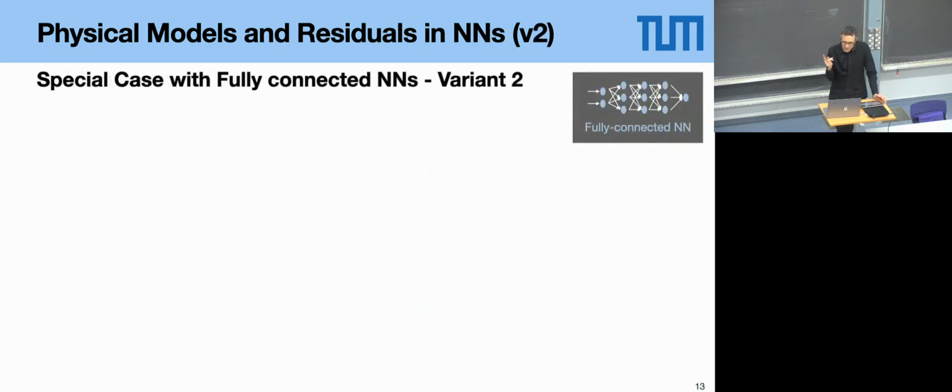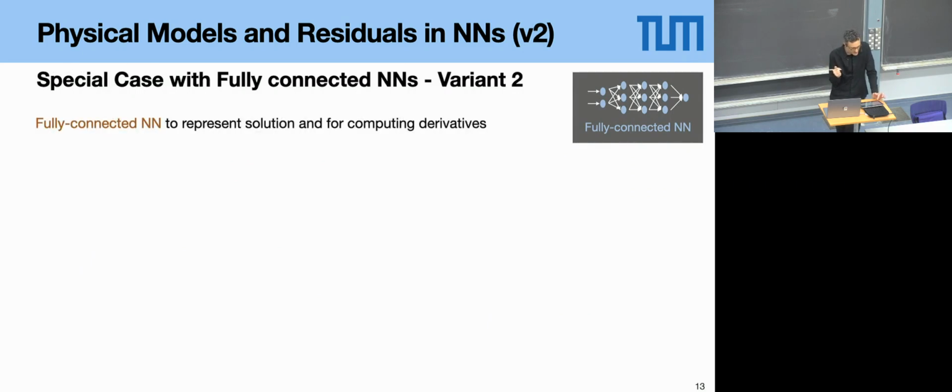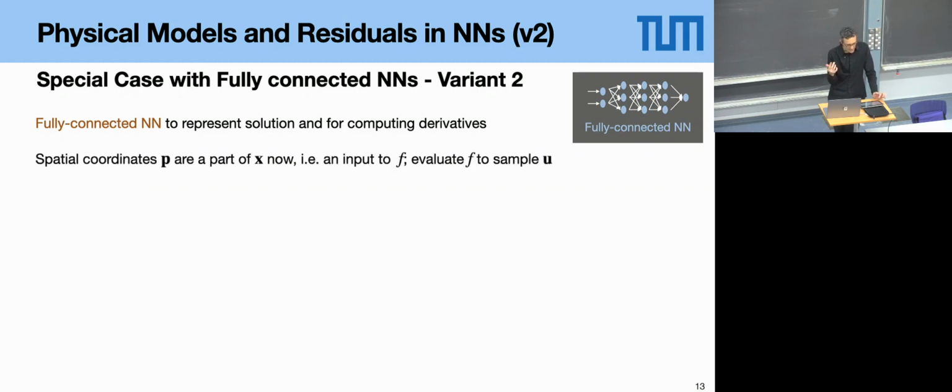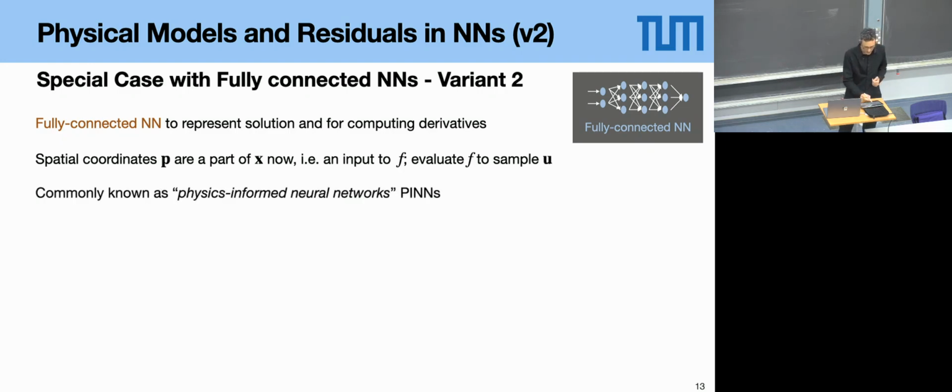Another variant of these loss functions that I want to mention is if you use an MLP, a fully connected network, to represent the solution, and then directly compute derivatives of that network. So that's actually what you often find as physics-informed neural network in the literature. And by now, there are also quite a few papers dealing with these approaches. The basic setup is the same. We're training with these residuals.